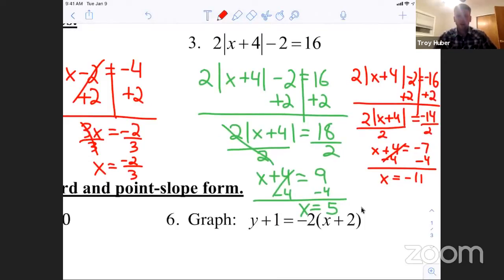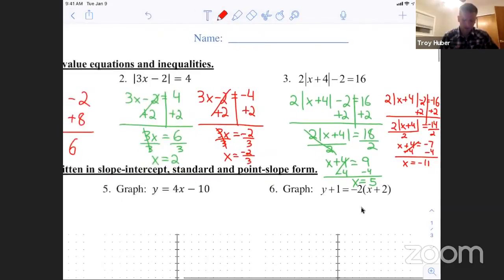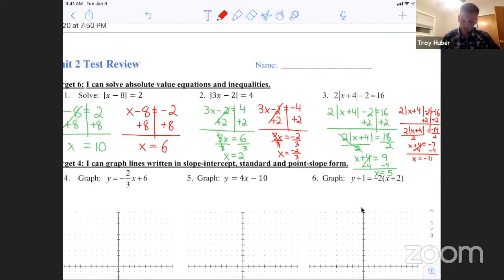All right, so these would be how we would solve equations that have absolute values.